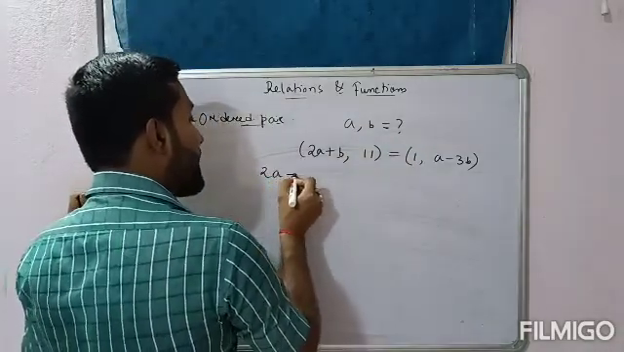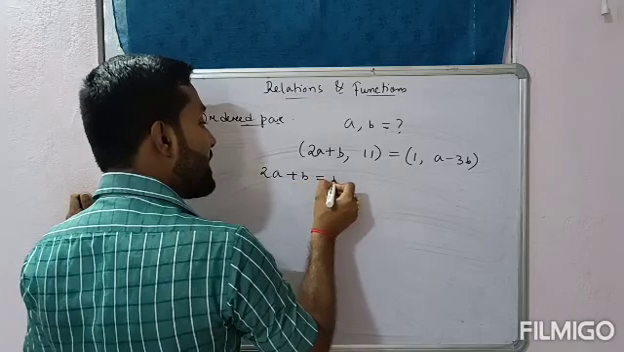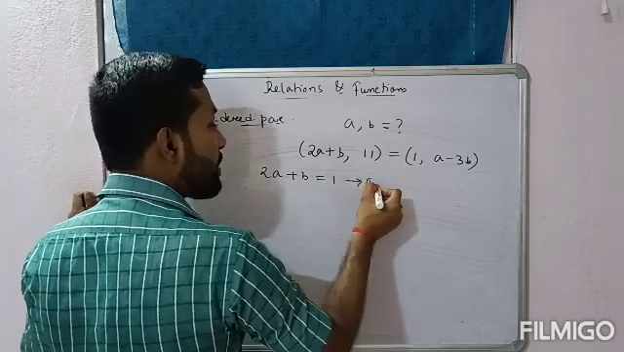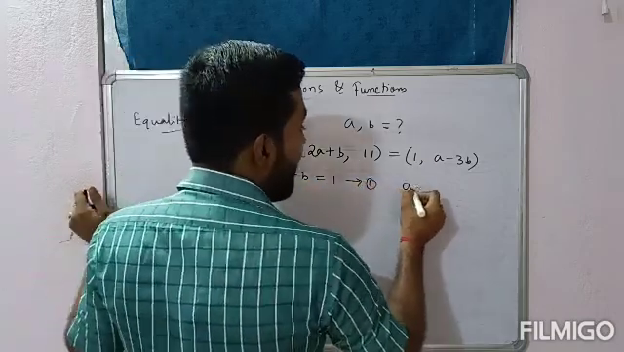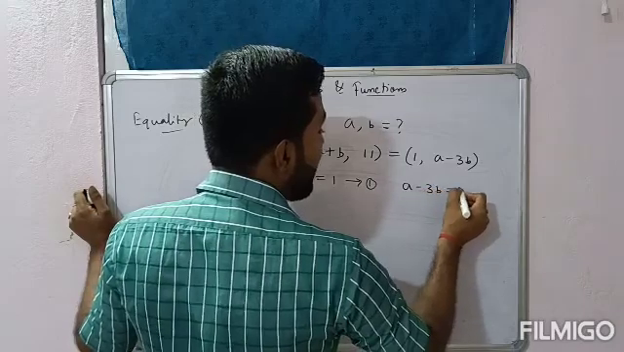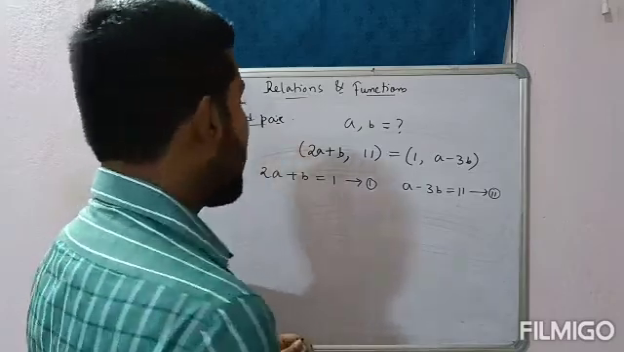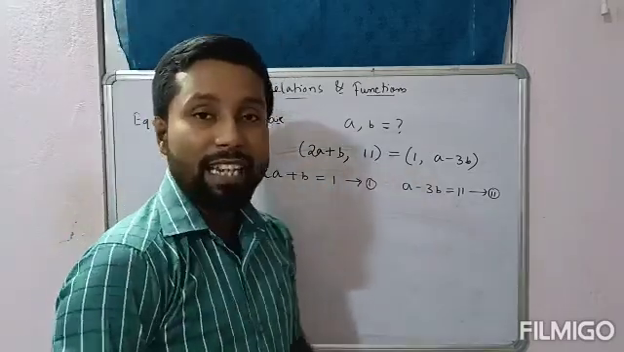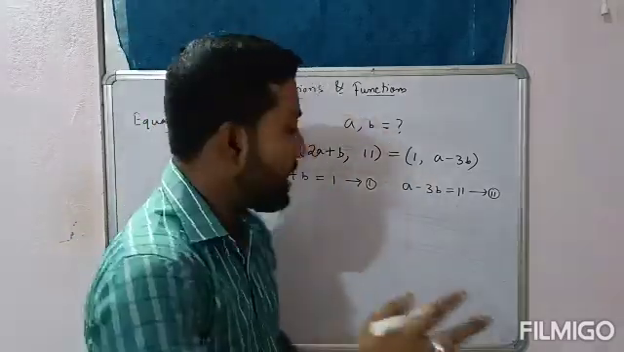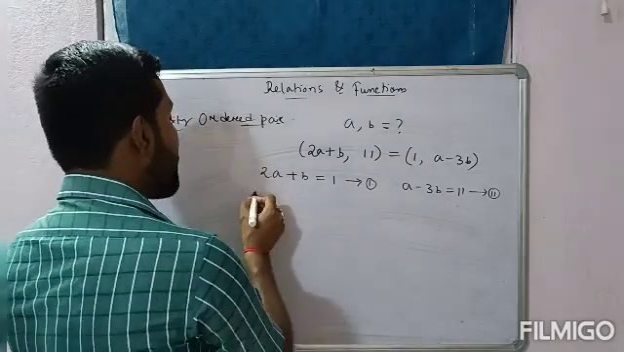That is, we can write 2A + B is equal to 1. This is equation number 1. And A − 3B is equal to 11. This is equation number 2. Alright? We can equate. So now you know how to solve linear equations in two variables. So now solve these two equations.